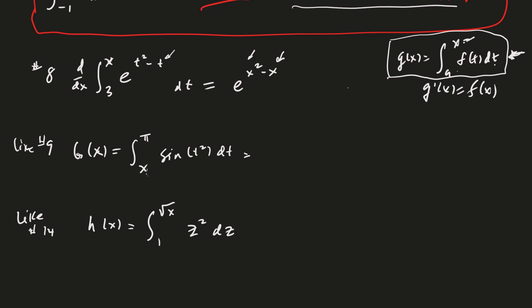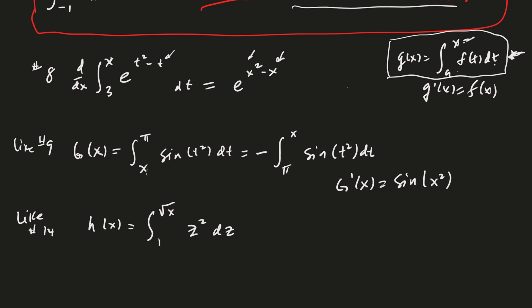And so is there a way I can rewrite G of x so that I can get it in the right form? Why, yes. That's the same thing as minus the integral from pi to x of sine of t squared dt. That's one of the properties of a definite integral. Good. And now when we differentiate, G prime of x now will be just minus the sine of x squared. Good.